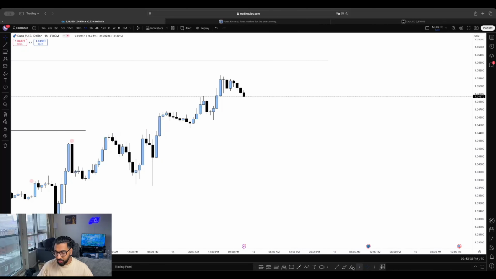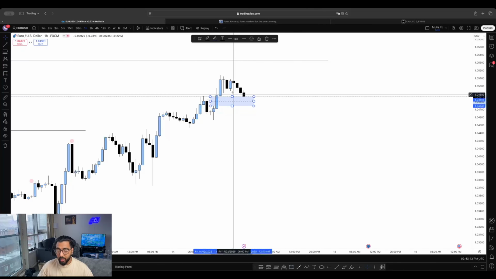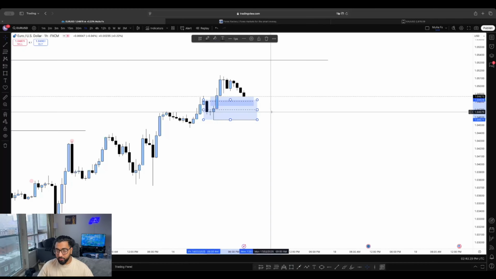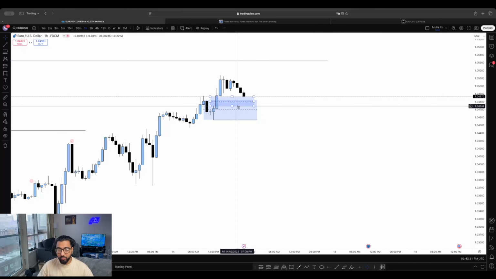And we can see that we currently have a fair value gap right here. And currently we have just tapped into this fair value gap. Not only that, we have liquidity lows right here. Okay. And we have this order block right here. If I just mark it up, an order block right here. So I have these three levels, and you can see most of them overlap.